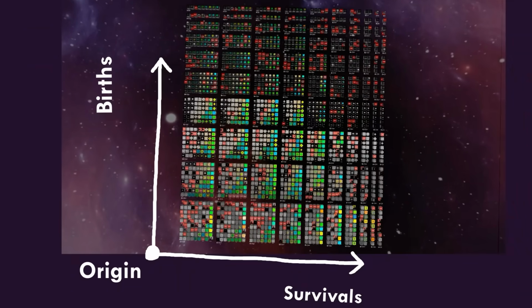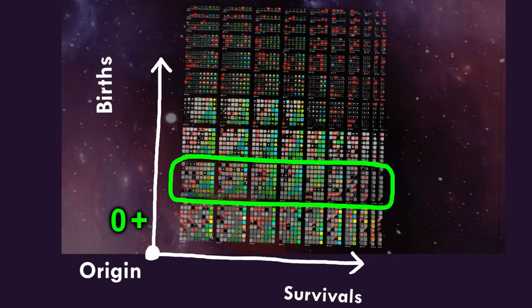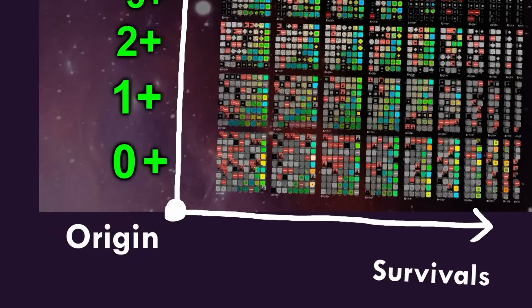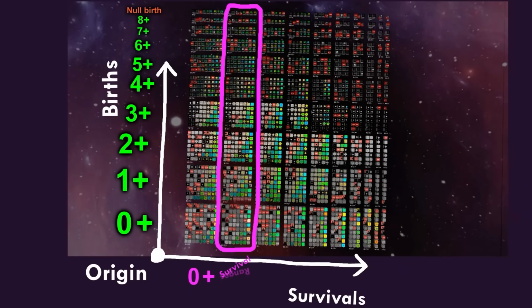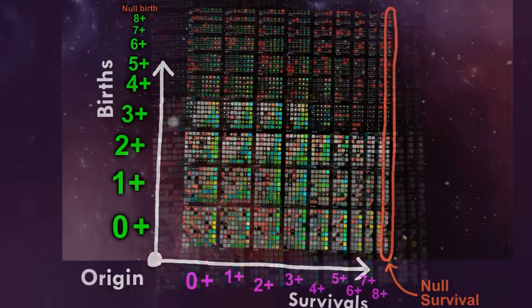All universe families in this row have their birth ranges start at 0 neighbors, which can be thought of as 0 plus. All universes in this row have their birth ranges start at 1 neighbor, which can be thought of as 1 plus. And then we have 2 plus, 3 plus, and so on up to 8 plus, and the null birth. Switching the dimension, all universe families in this column have their survival ranges start at 0 plus neighbors. Likewise, these universe families have survival ranges starting at 1 plus neighbors, and then we have 2 plus, 3 plus, and so on up to 8 plus, and the null survival.